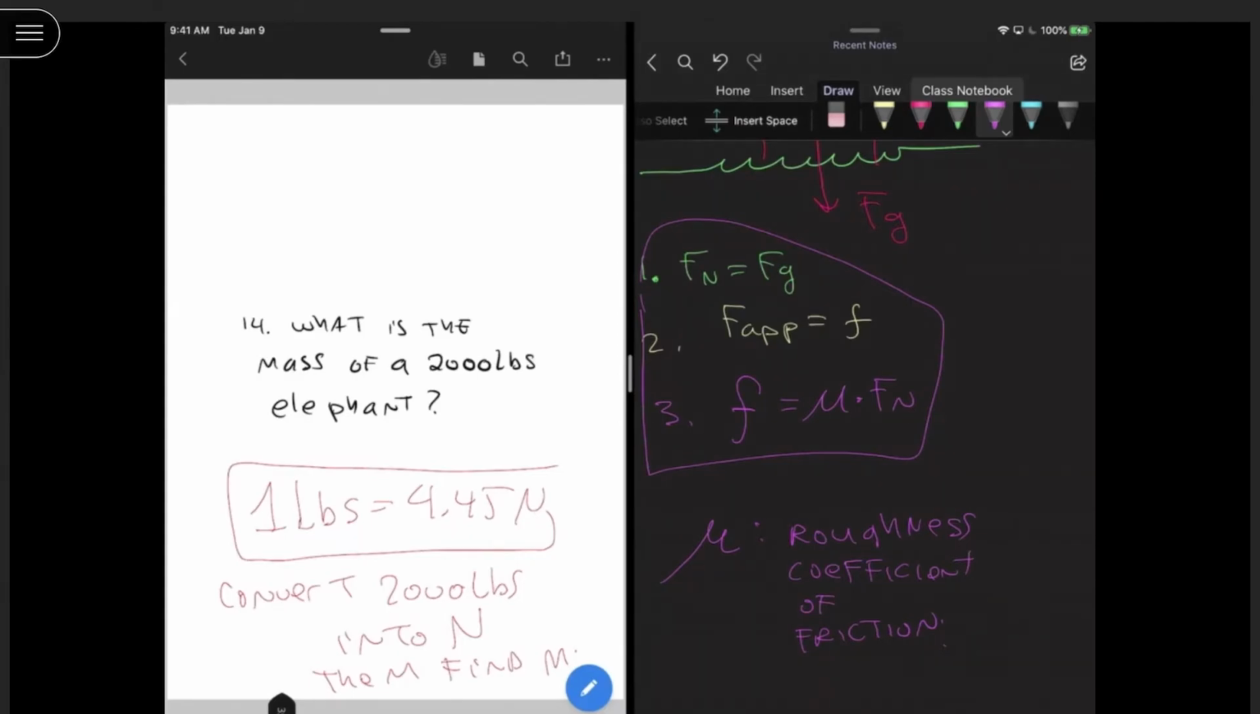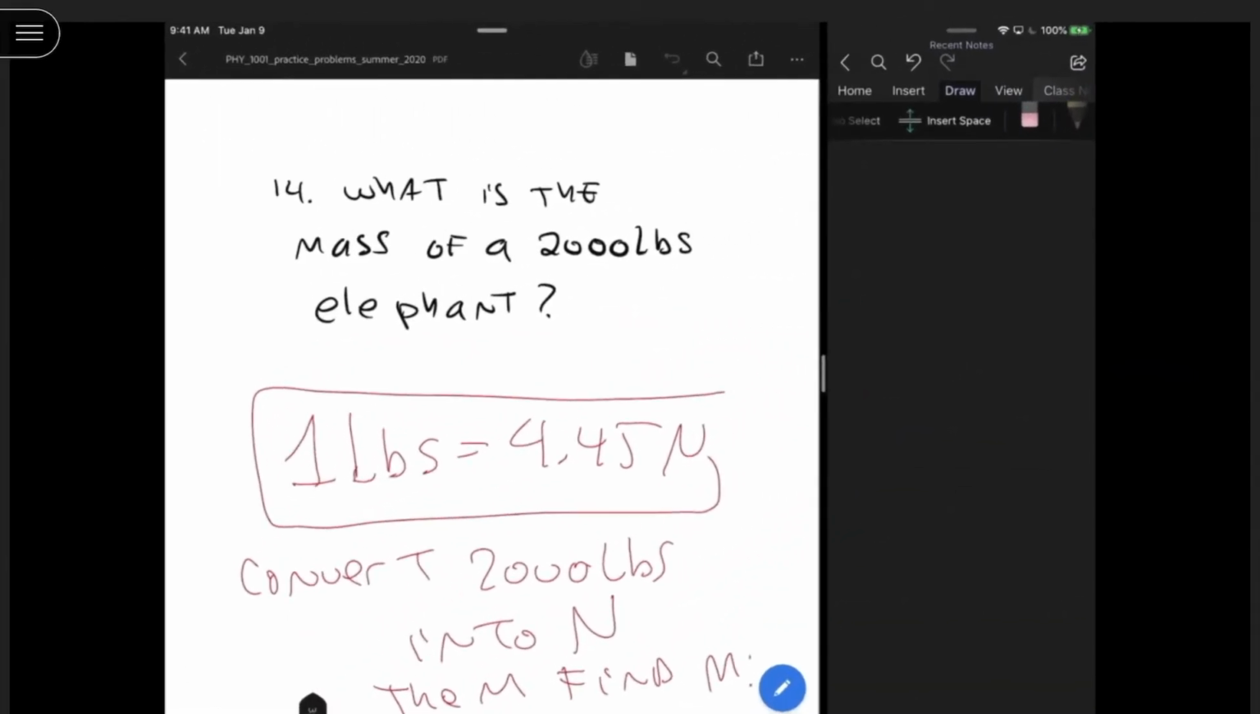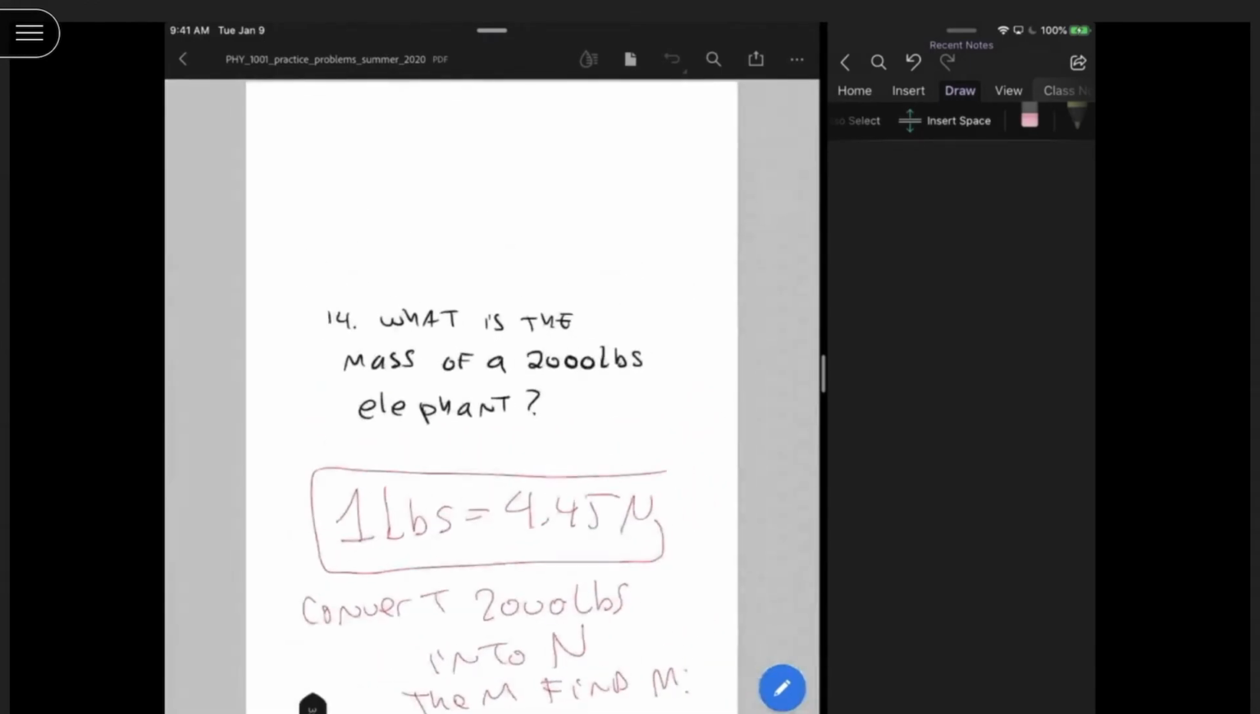Okay, so let's go ahead and begin with the review. Here's our first question. What is the mass of a 2,000-pound elephant? What you need to do first is convert pounds to newtons, and then try to get the mass of that elephant. 5 minutes won't be enough, so I'll give you 10 minutes for this one. Okay, ready for this one? All right.